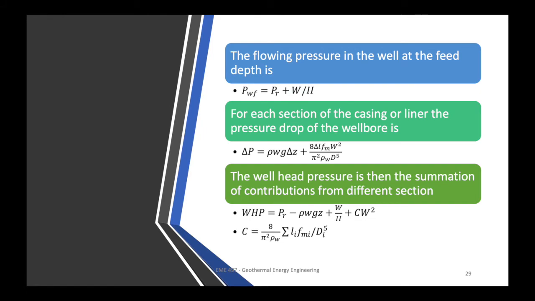For each section of the casing or liner, the pressure drop of the wellbore is also possible to be calculated with the following equation. The wellhead pressure is the summation of contributions from the different sections, and thus is displayed in the equations that follow, with C being an additional constant that needs to be calculated.